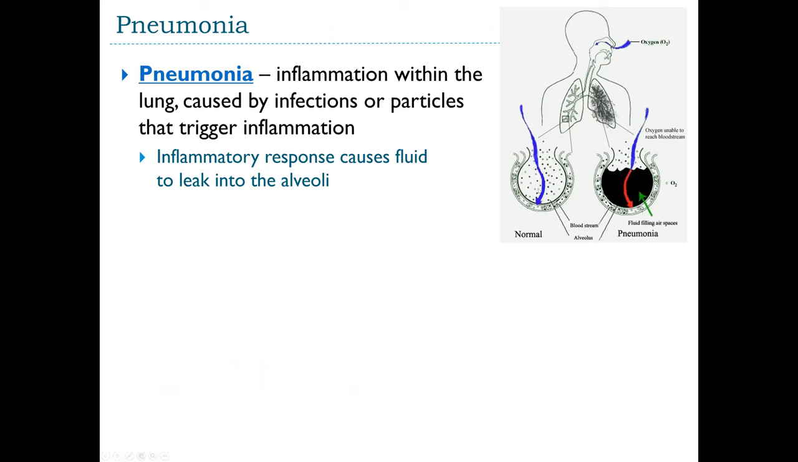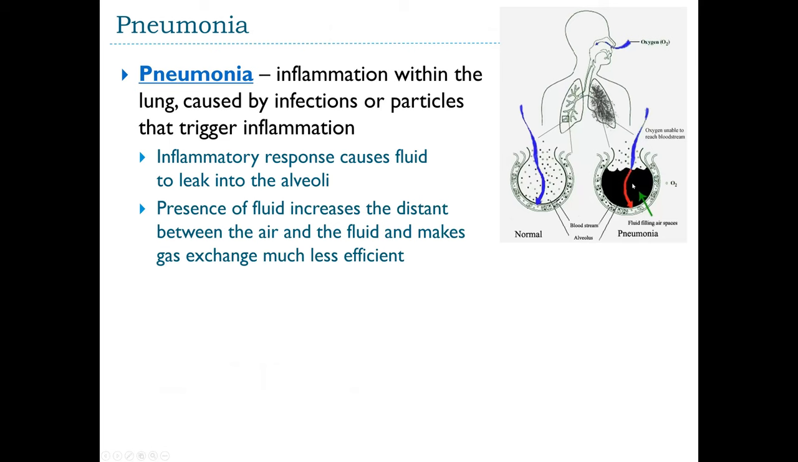So on the left side, we have a normal alveolus, and you can see the air is coming in and is separated from the blood by this very, very thin blood-air barrier. However, when you have pneumonia and fluid starts building up in the alveolus, this is going to be dangerous because now the presence of the fluid is going to increase the distance between the air and the blood, and that is going to make gas exchange much less efficient. So oxygen would be unable to reach the bloodstream.